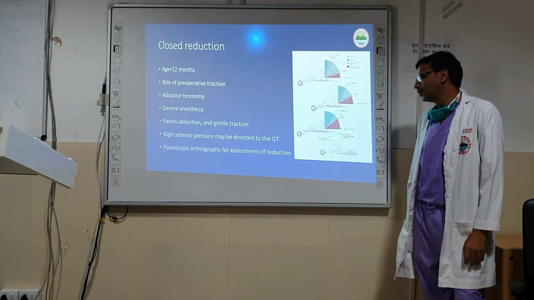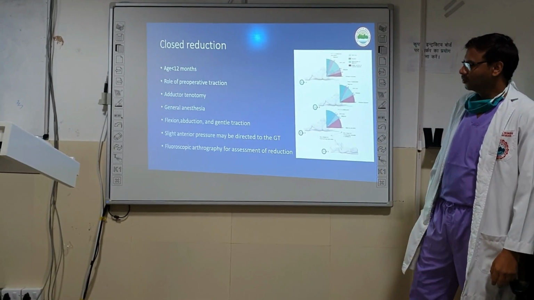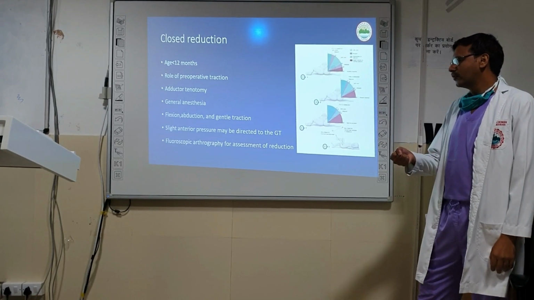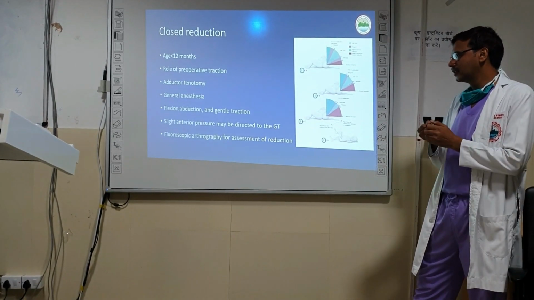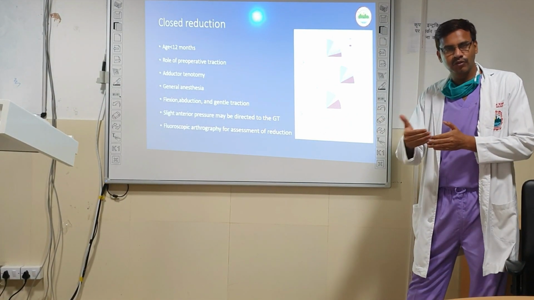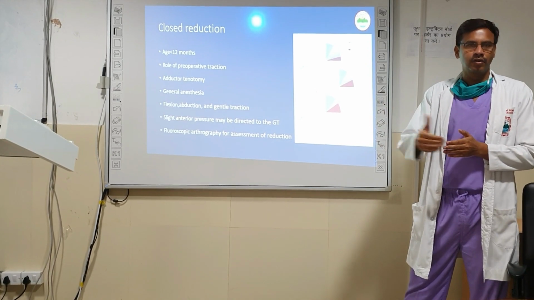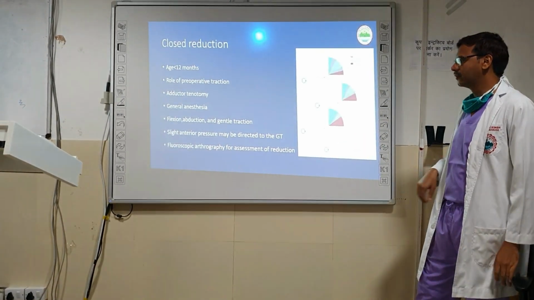Of course, GA will be required, with complete muscular relaxation. So you have to give traction in the line of flexion and then abduction, and you should give a little push on the greater trochanter, and then you will feel a clunk that it has gone inside, and then you should check the CR.